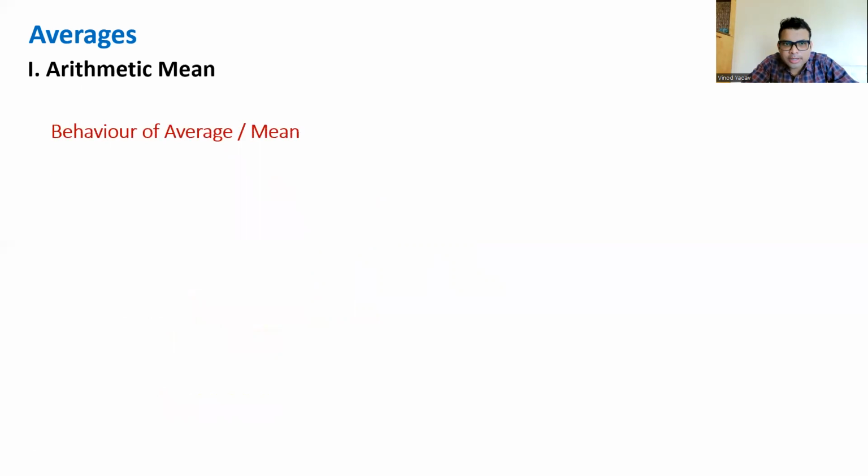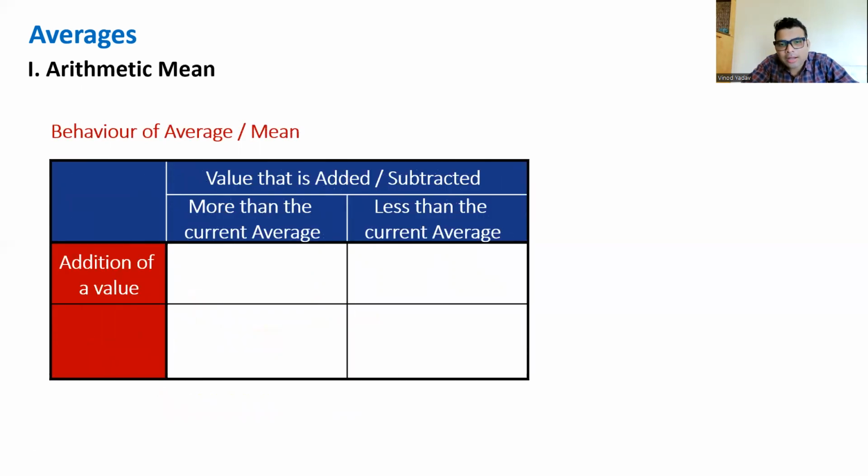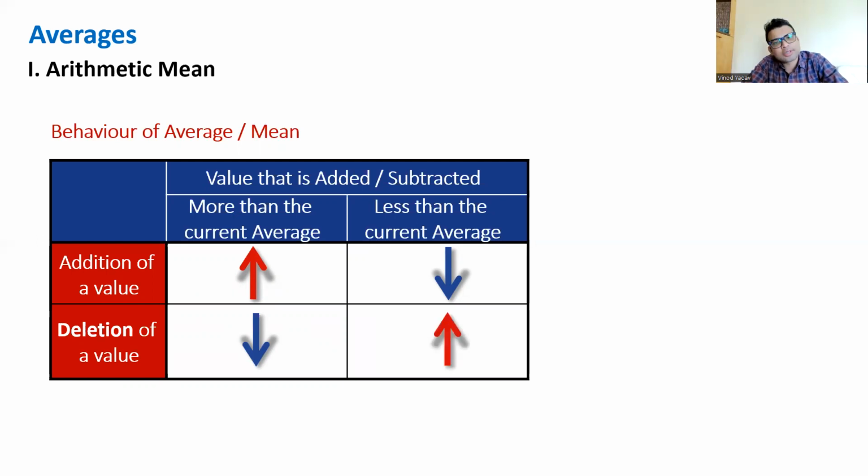Okay, so let's summarize this. When you add a value which is more than the current average, see the first column, the new average will increase, right? And if it is less than the current average, the new average will reduce. Now, if you delete a value which is more than the current average, yes, the new average will reduce. And if you delete a value which is less than the current average, the new average will increase. Correct. Remember this to perform some operations logically, mentally, without touching the pen. Okay. Yes, friends. All right.